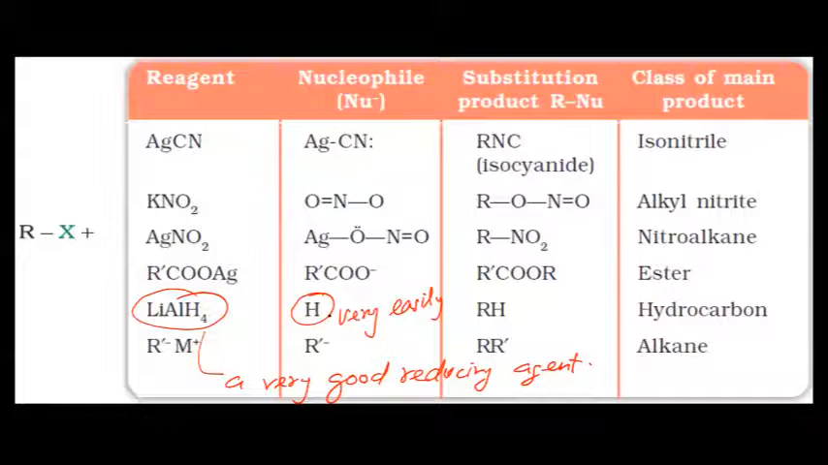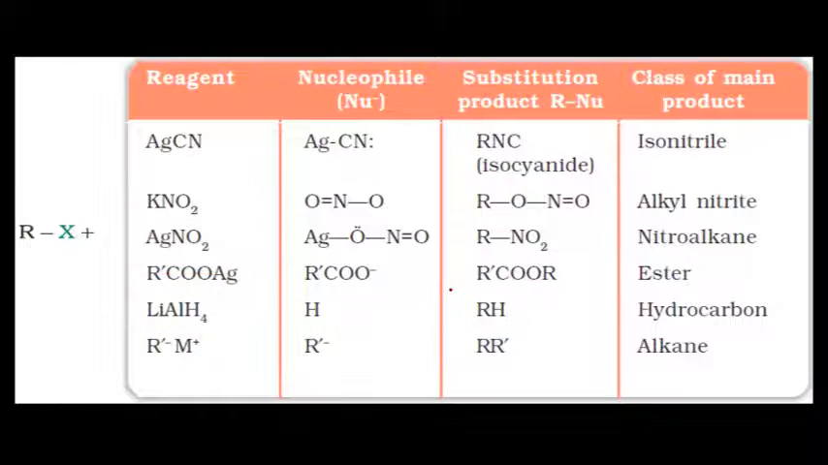Now this hydrogen gets attached to the alkyl group, and in this case we get a hydrocarbon. This is one of the very important conversion methods, where you convert alkyl halides to hydrocarbons. Alkyl halides to hydrocarbons. Very important method. Lithium aluminum hydride.